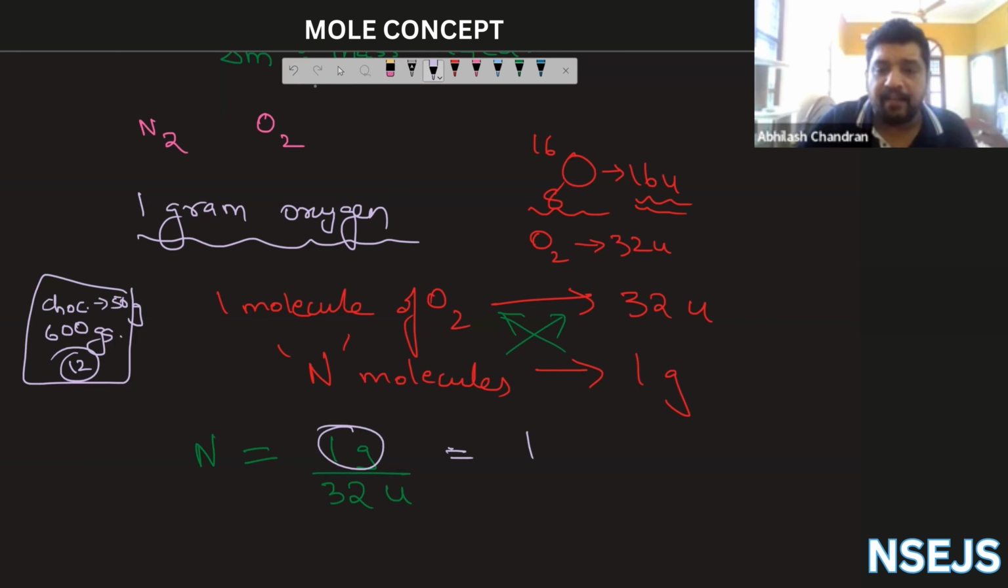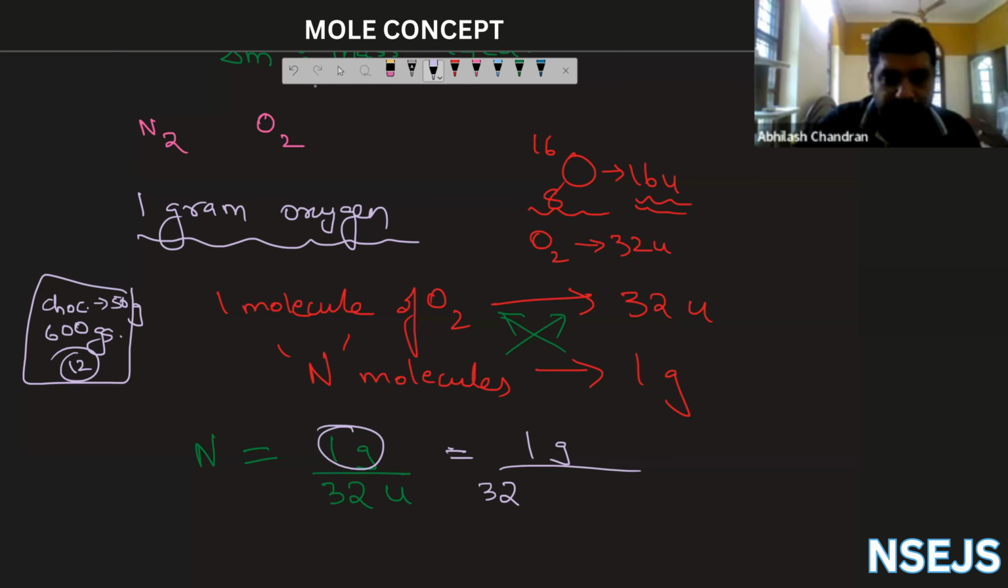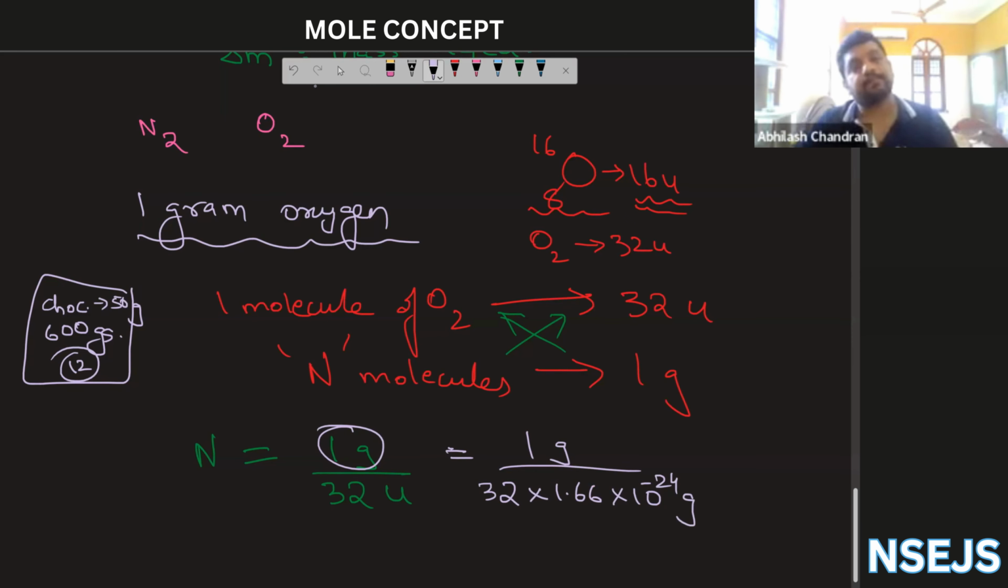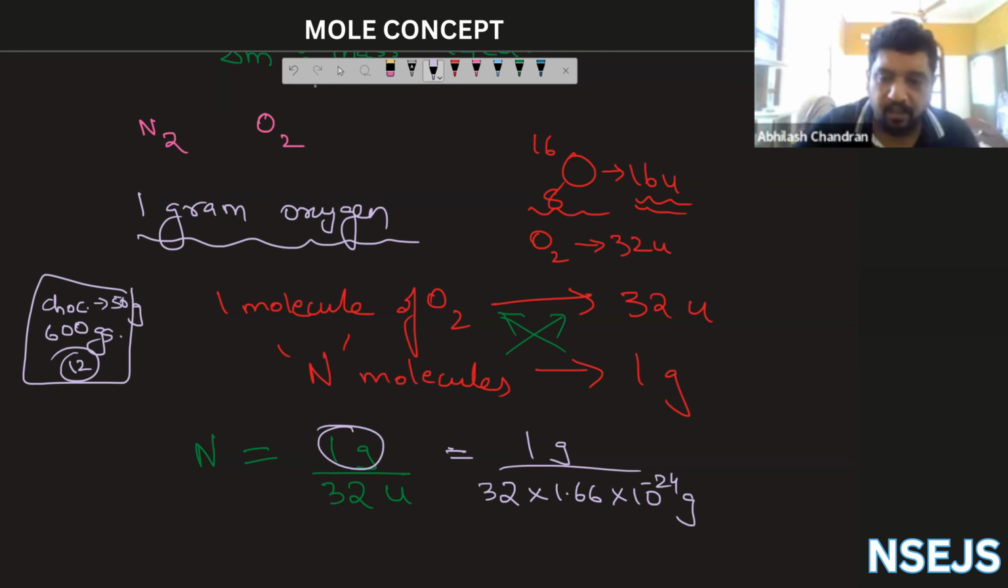So this is 1 gram divided by 32 AMU. And 1 AMU was how much? 1.66 into 10 to the power minus 27 kilogram, or 10 to the power minus 24 grams, right? So 32 into 1.66 into 10 to the power minus 24 grams. This is going to be the number, and gram cancels out, right? Or strictly speaking, the mass of one atom, you could say it is these many grams per atom. Or rather, this is not atom, this is molecule, right?